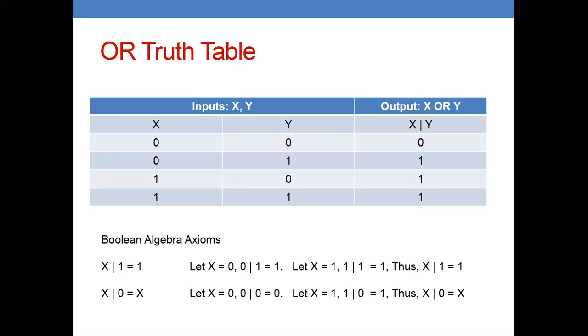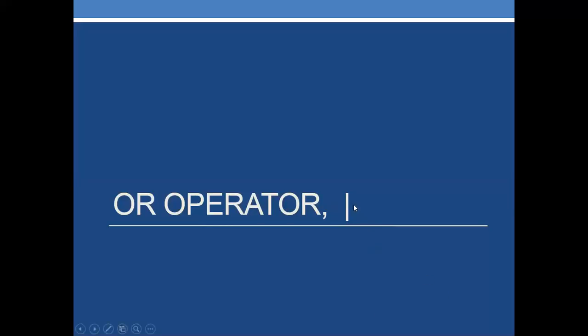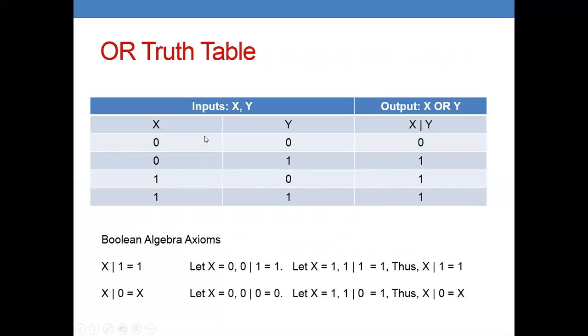Similarly, the OR operator is the single vertical pipe. That's the bitwise OR. In the OR truth table, whenever any of the inputs to a bitwise OR are 1, it will produce an output of 1. All of the inputs must be 0, so 0 ORed with 0 produces a 0. Otherwise, in these other three combinations, one of the inputs is a 1, and it produces an output of 1. The important Boolean algebra axioms for OR gates to remember: x ORed with 1 produces 1, and x ORed with 0 equals x.